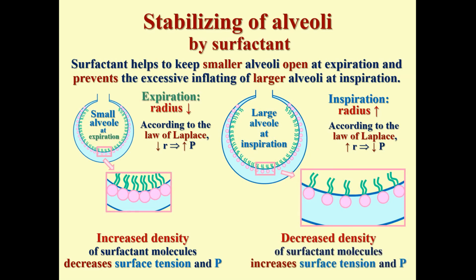So decreased density increases surface tension. Therefore, collapsing pressure also increases, and it stops further stretching of alveolus. So alveoli are stabilized. During inspiration, the alveoli, especially larger ones, do not become overinflated. During expiration, alveoli do not become closed, especially smallest ones, which tend to be closed first.